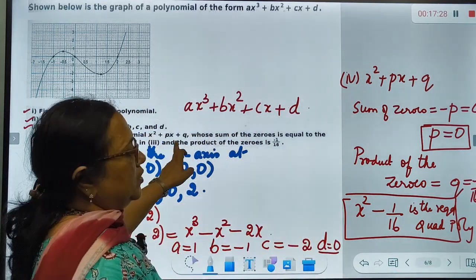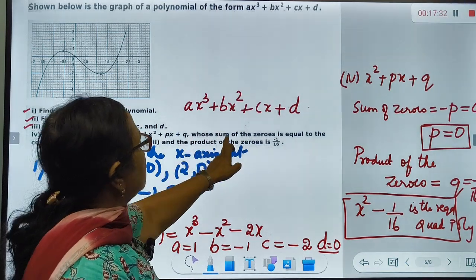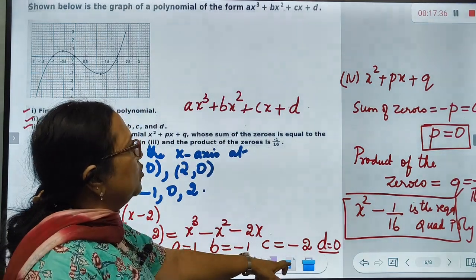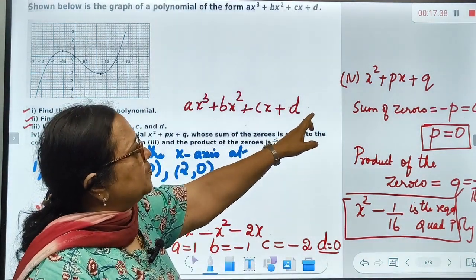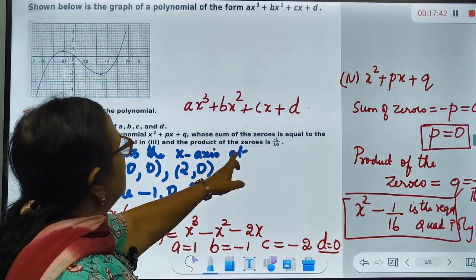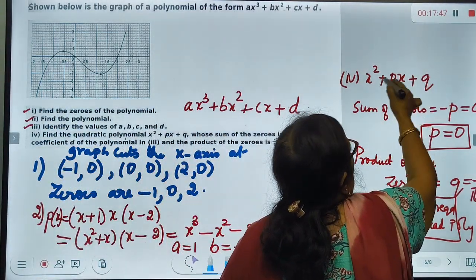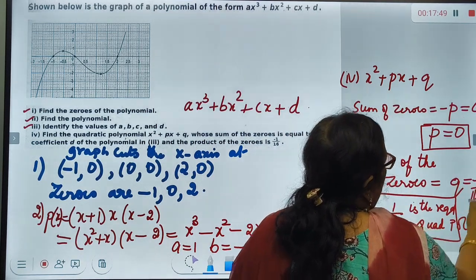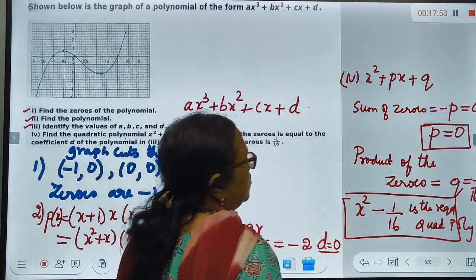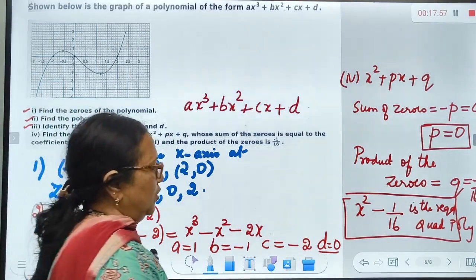Find the quadratic polynomial. We have found p and we have found q. Because they have given sum of the zeros is equal to the coefficient d. d is 0. So sum of the zeros is minus p. So minus p is 0 means p is 0. Product of the zeros is minus 1 by 16. Product of the zeros is c by a, q by 1. q is minus 1 by 16. Substituting back for p and q here, you get x square minus 1 by 16 is the required quadratic polynomial.